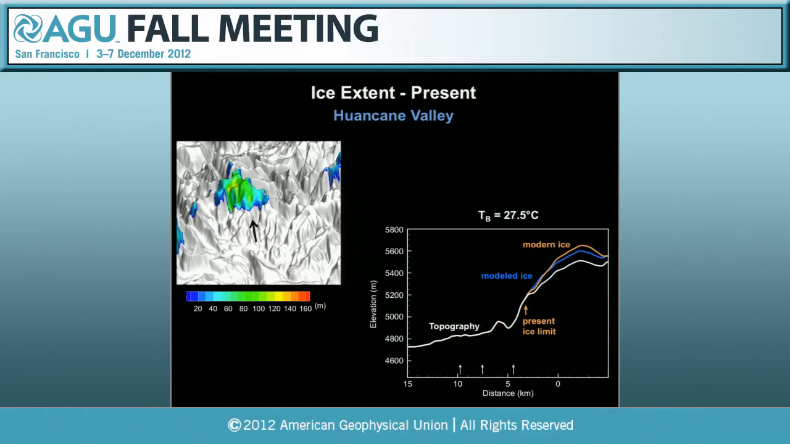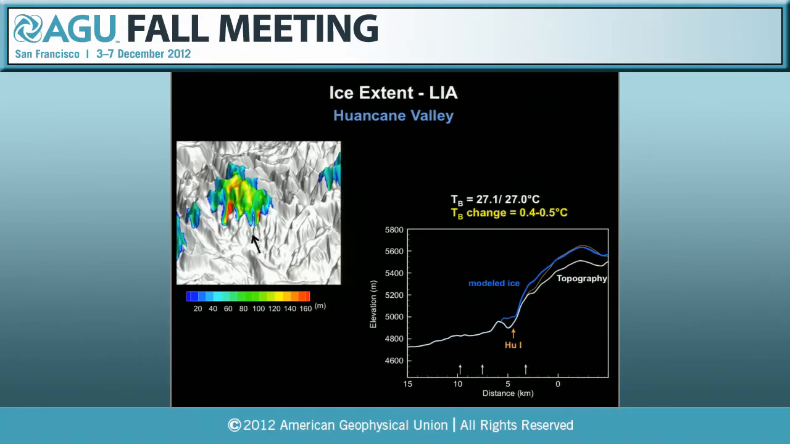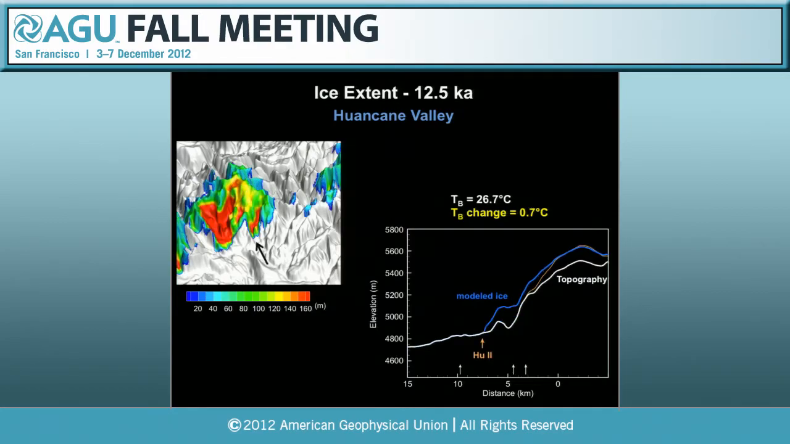We are looking at our model output, again the Huancané glacier, using again a base temperature of 27.5 degrees C. We can see that we simulate the modern ice extent very well, but we are slightly underestimating the overall thickness of the ice. With a temperature drop of around 0.4 to 0.5 degrees C, we are simulating a glacier advance similar to what is observed during the Little Ice Age. A temperature drop of 0.7 degrees C is consistent with the Huancané 2 moraines at 12,500 years.